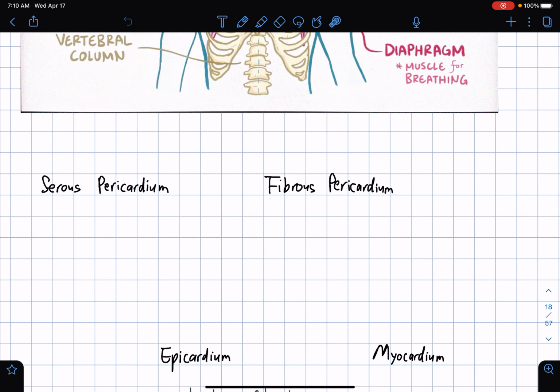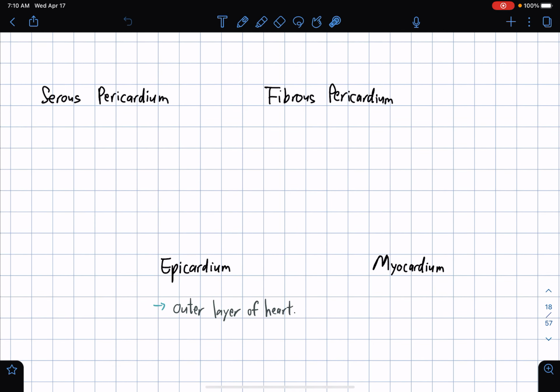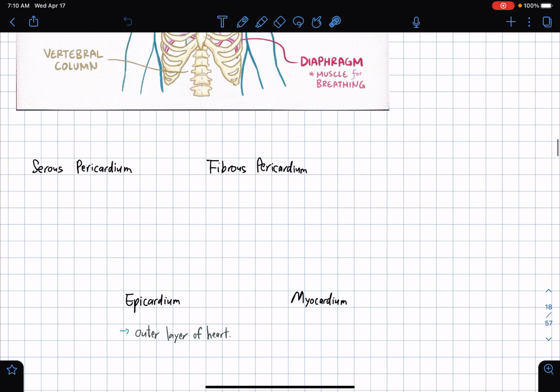For the pericardium, we have two types, serous and fibrous. And we have the epicardium. This is the outer layer of the heart, and the myocardium. I'm just not sure. I know there is a ranking. We already know that the epicardium is the outer layer. What is the innermost layer, and what is the layer in between? I'm not sure with regards to pericardium and myocardium.